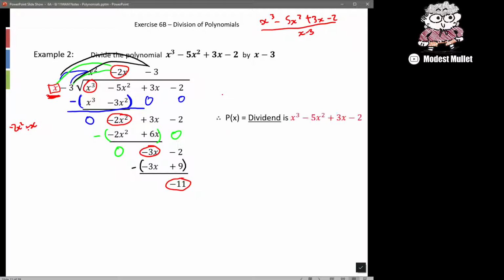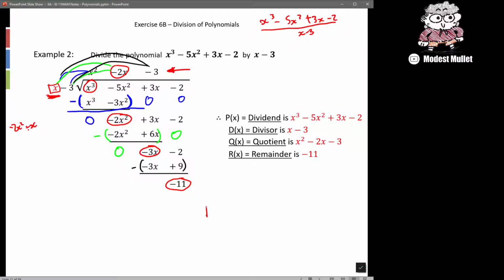We want to look at the dividend, which we were trying to divide. The original polynomial is x cubed minus 5x squared plus 3x minus 2, obviously. What we were trying to divide by, the divisor, is x minus 3. The quotient, so sort of our answer, is x squared minus 2x minus 3 up here. Okay, and then we clearly have a remainder of 11.